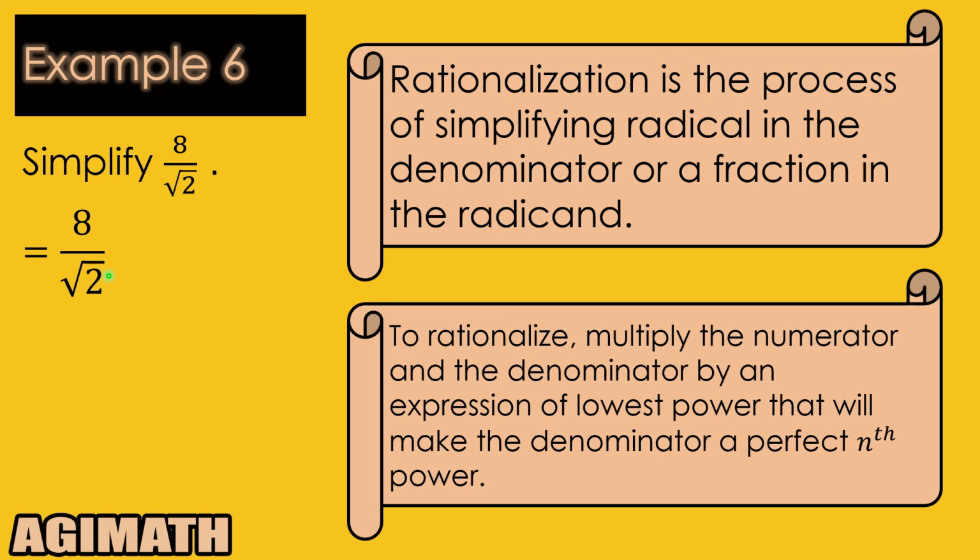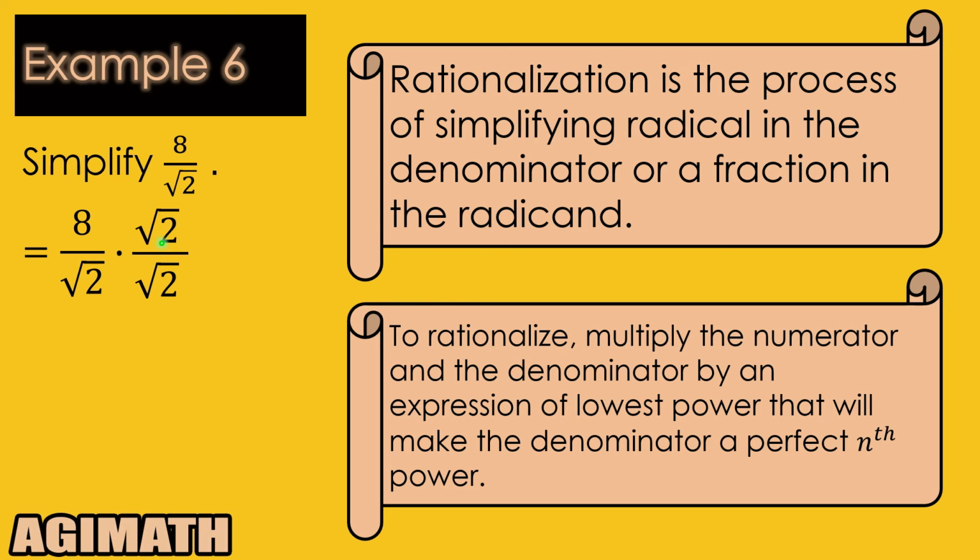That's why we multiply this expression by square root of 2 over square root of 2. Again, our basis is the denominator. Just make it a perfect square. Now, if you can find that number to multiply the given to make it a perfect square, just copy it in the numerator.